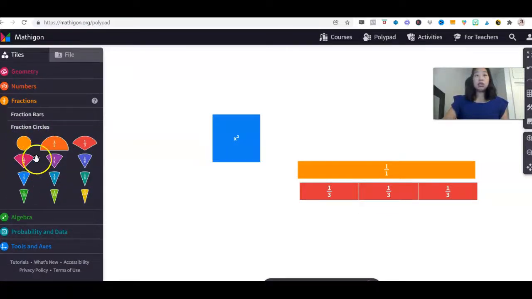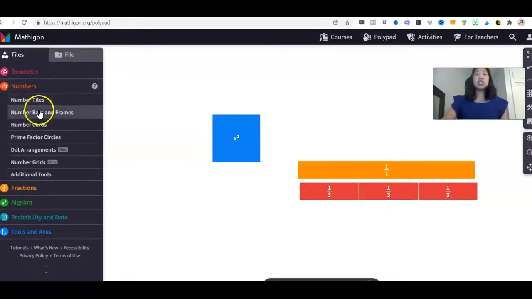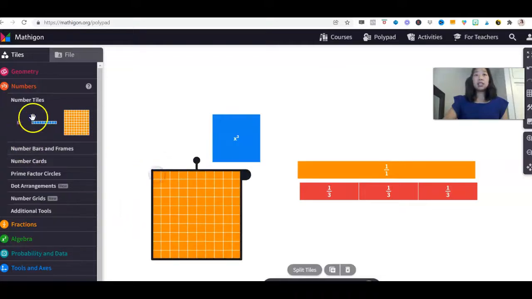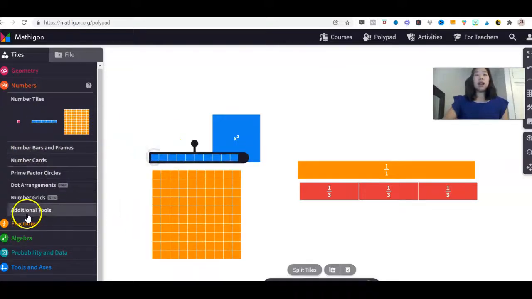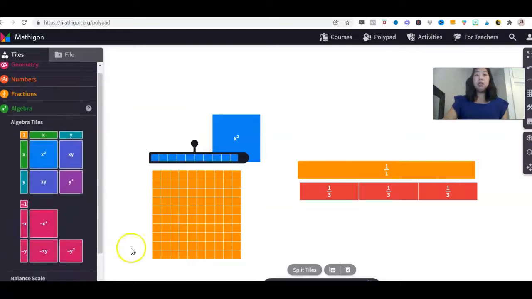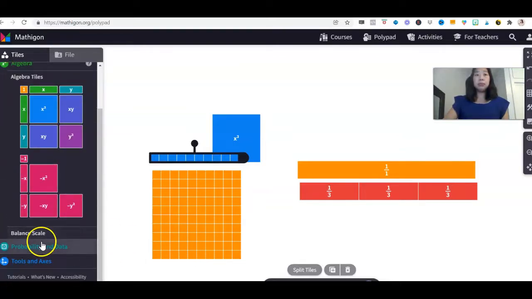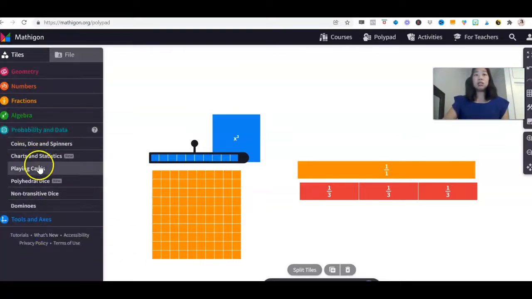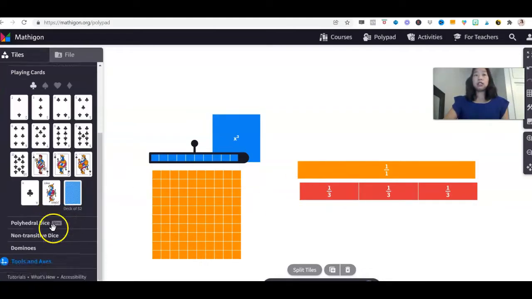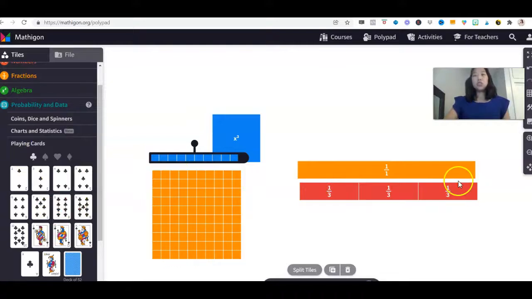Fraction circles. There's just so much in here. Base 10 blocks. I remember growing up and having my teachers have base 10 blocks, but we don't always have the budget for this, right? So, balancing scales, and probability is something that I really struggle with on a personal level, so all of this is awesome. Playing cards. There's so much you can do with Mathigon Polypad.